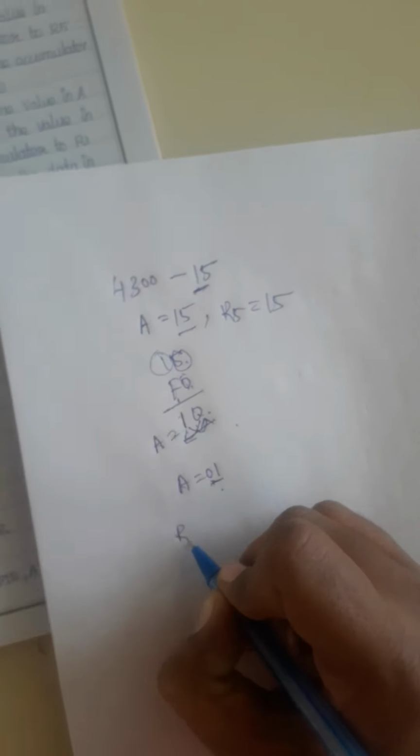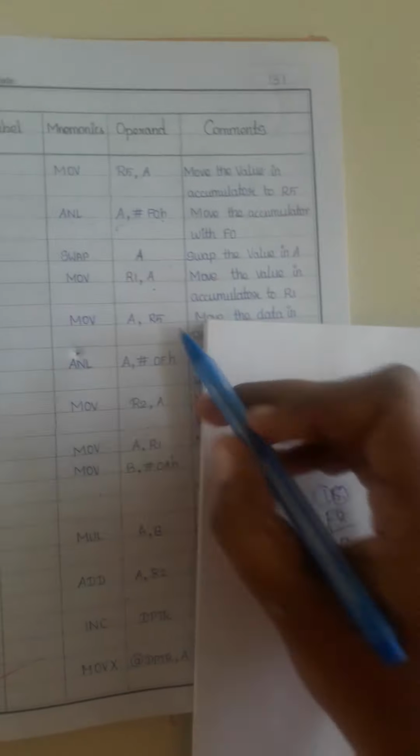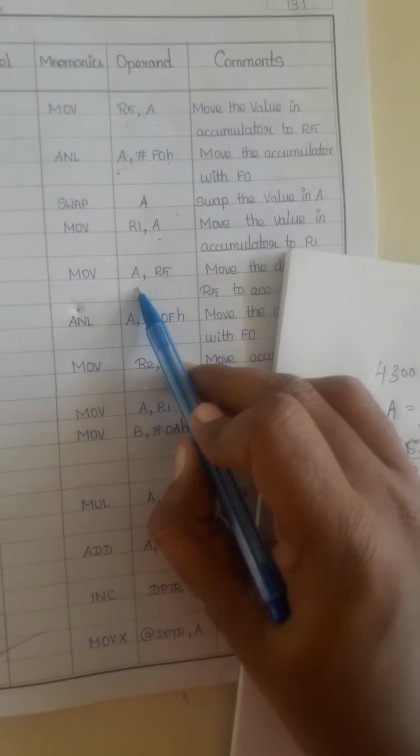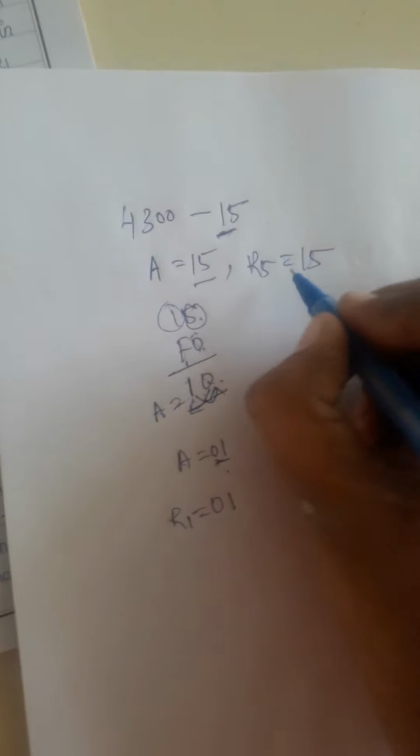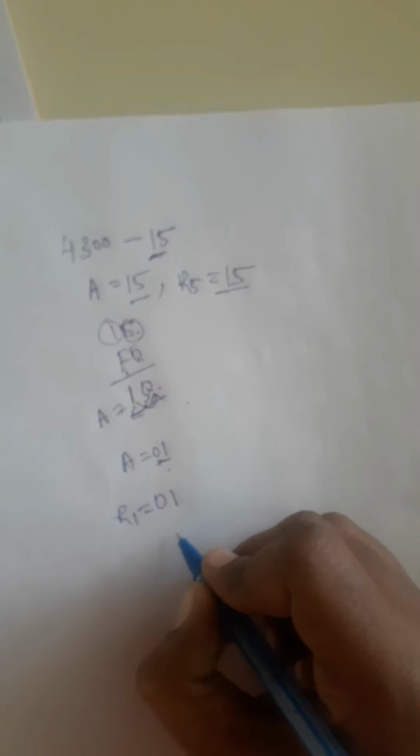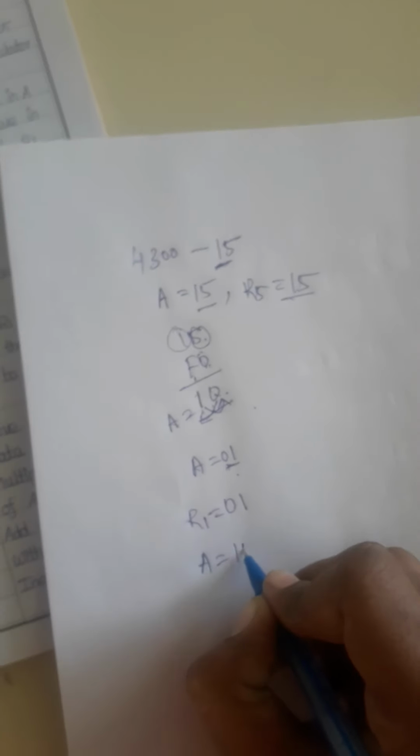Then move A to R1. A contains 01, and this will be moved to R1. Now R1 contains 01. Then we move R5 to A. R5 contains 15, and that will be moved to A. So now A contains 15.